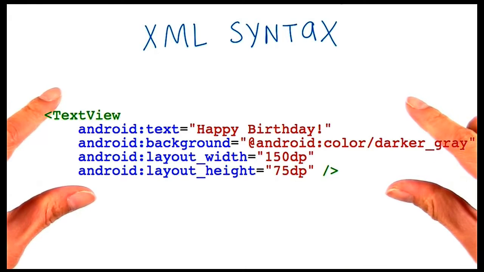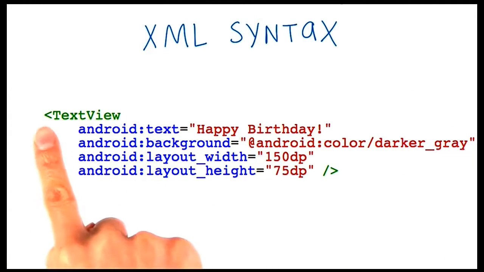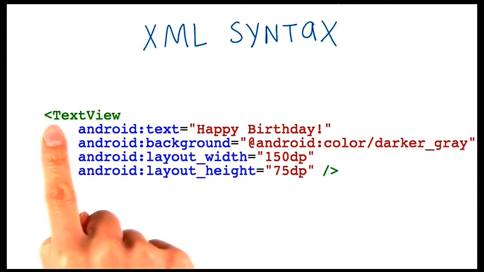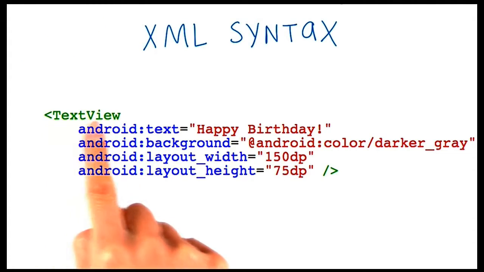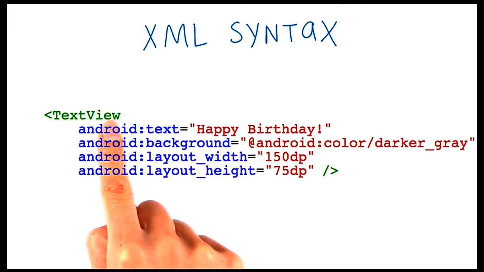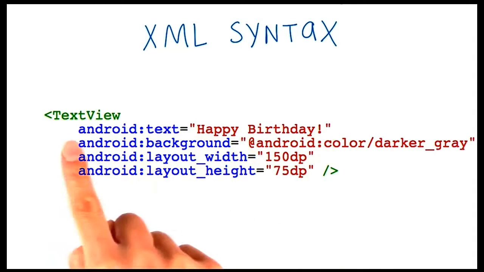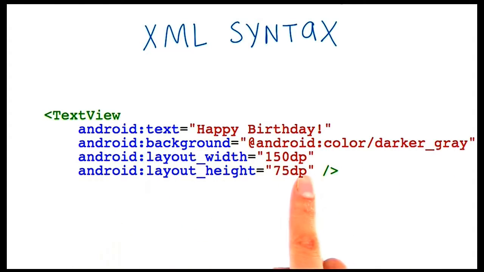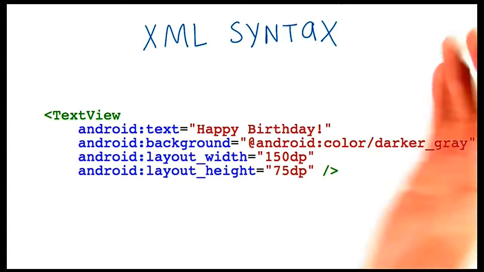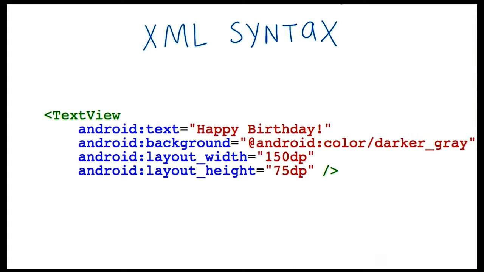This is the code for the XML element called TextView. We always start with an opening angle bracket followed by the view name. This could be ImageView, Button, or any other type of view. Then we have a list of attributes here, one per line. And then we have a slash and then a closing angle bracket.